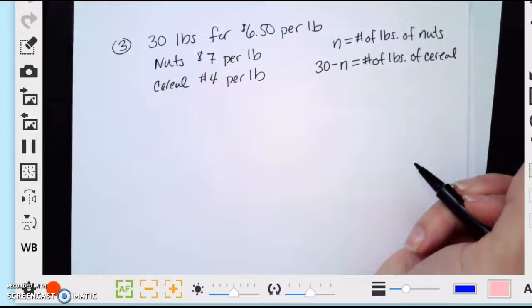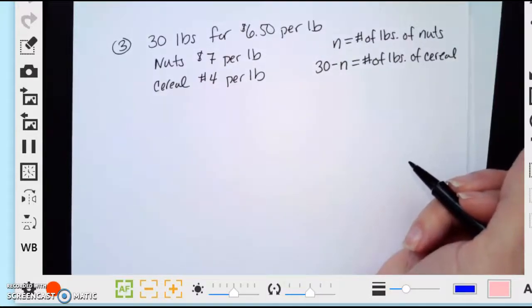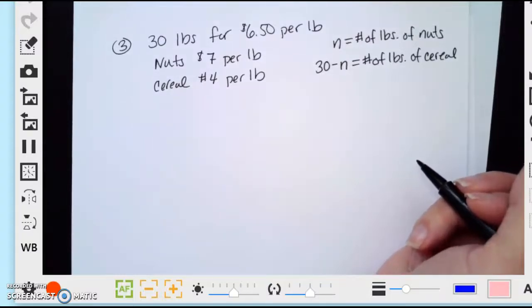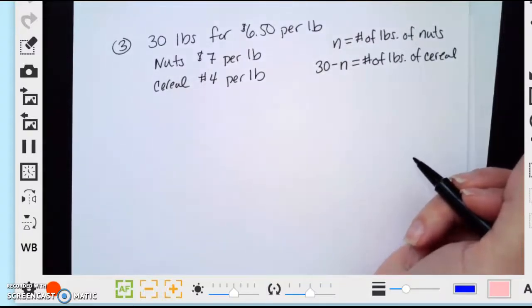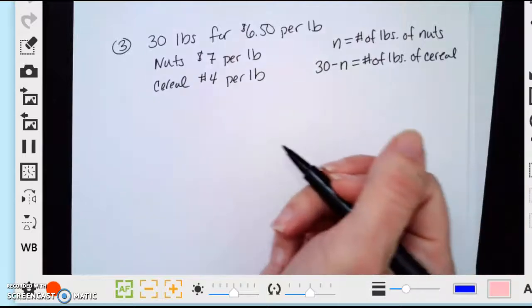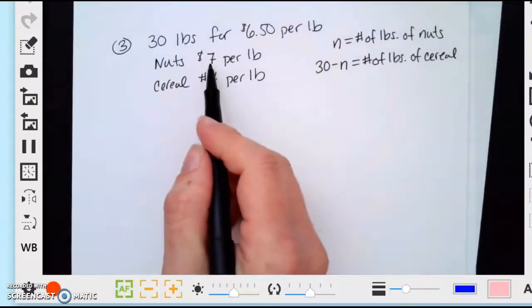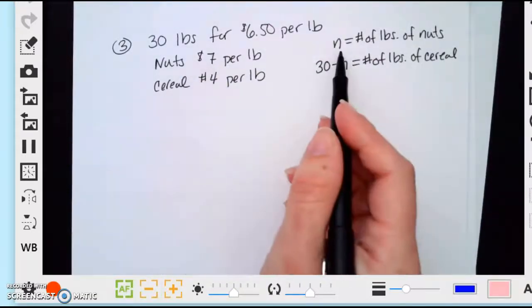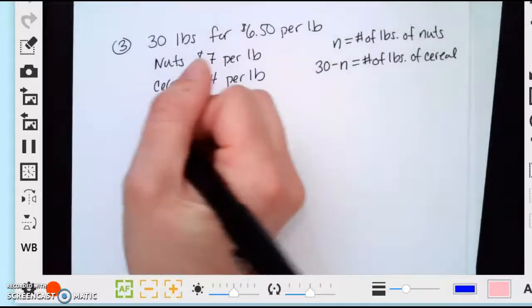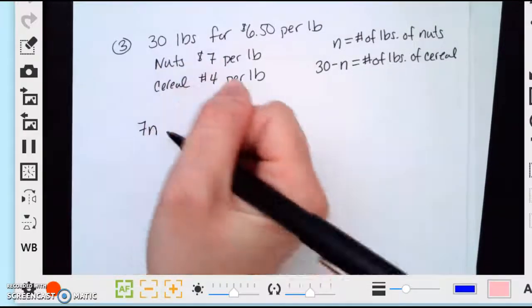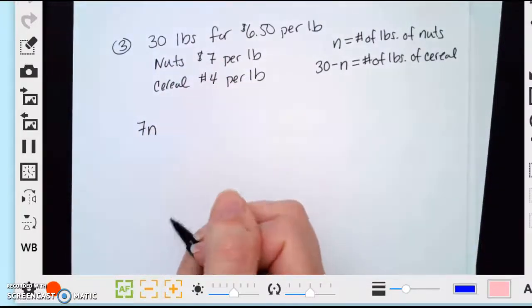All right, so we're going to use that information and set up our equation. This equation is just like the coin and the ticket problem, where we're going to take the quantity, multiply it by the value, and then add those together to get the total. So the value of the nuts is $7 per pound, and we have n pounds of nuts. So 7n represents the cost of nuts in the mix.